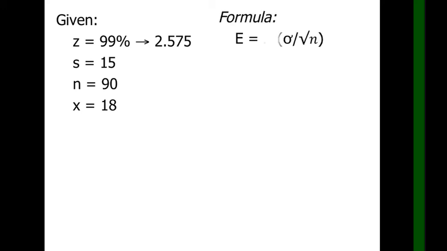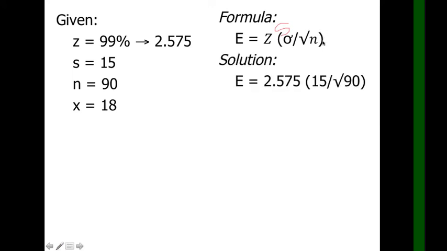Now, the formula is same. The margin of error equals Z over sigma or S. This will be S, but actually we will use sigma here. Okay, so this will be S over square root of N. Then we have 2.575 quantity 15 divided by square root of 90.